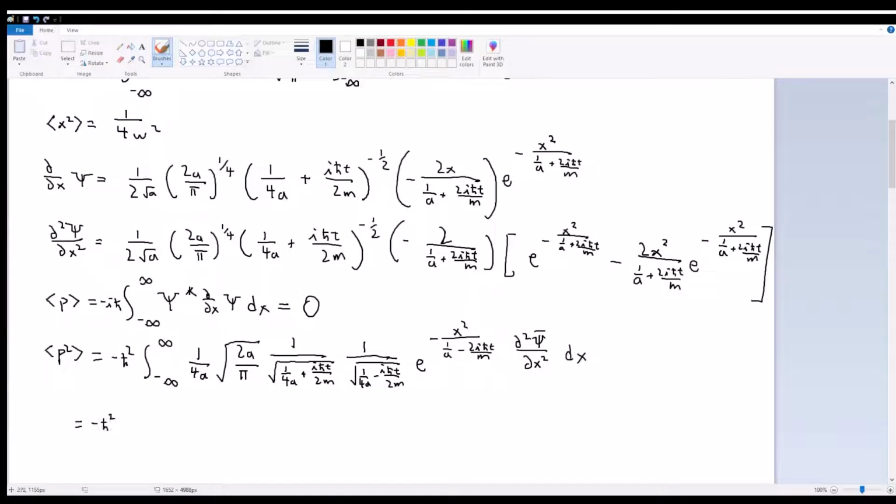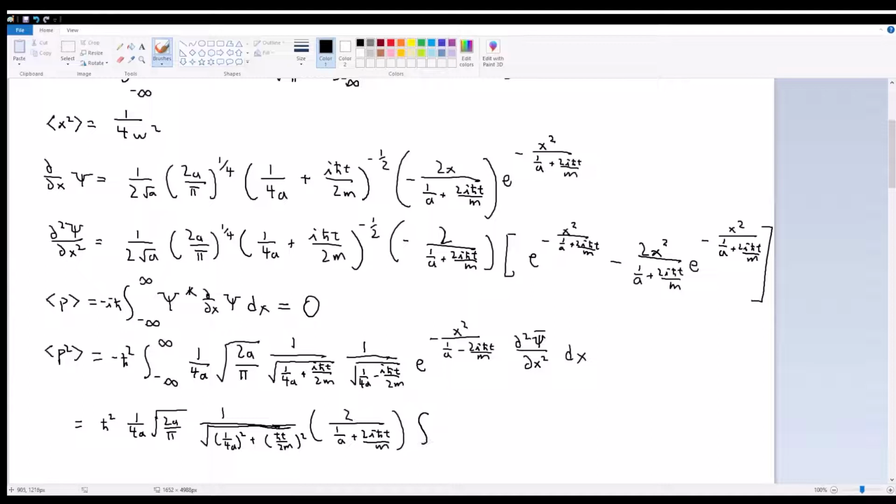Negative h bar squared, 1 over 4a times the square root of 2a over pi. And then these terms are just going to become 1 over 4a squared plus h bar t over 2m squared. And then we have this term at the front. So the negatives are going to cancel out. So we have 2 over 1 over a plus 2i h bar t over m.